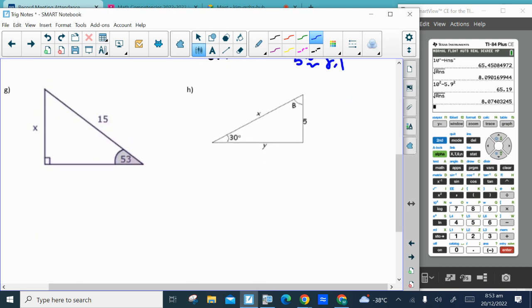Okay, so if we skip down to H, then we want to find x and y. We start by labeling the sides of the triangle. The side across from the right angle, which would be that angle down there, is the hypotenuse. In this case here, we're going to use a 30-degree angle. The side across from that is the opposite. The third side is the adjacent.